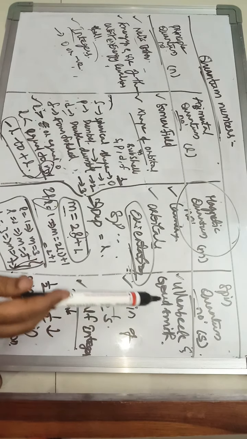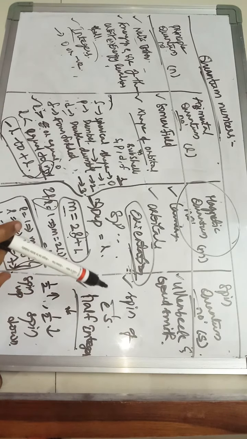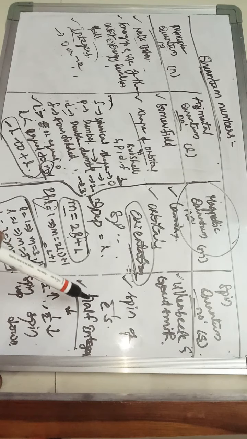Okay, and the spin quantum number was explained by Uhlenbeck and Goudsmit, and they explained the spin of the electrons in the atom, outside the nucleus or in the molecule. Okay, and it is expressed in half integer values, that is half up and half down, that is spin up and spin down. Okay.